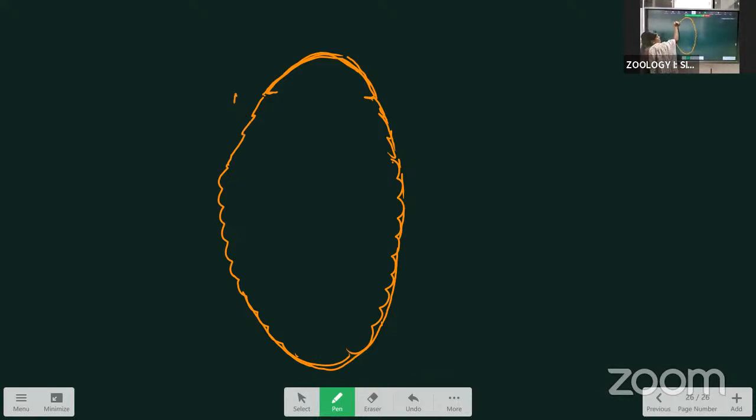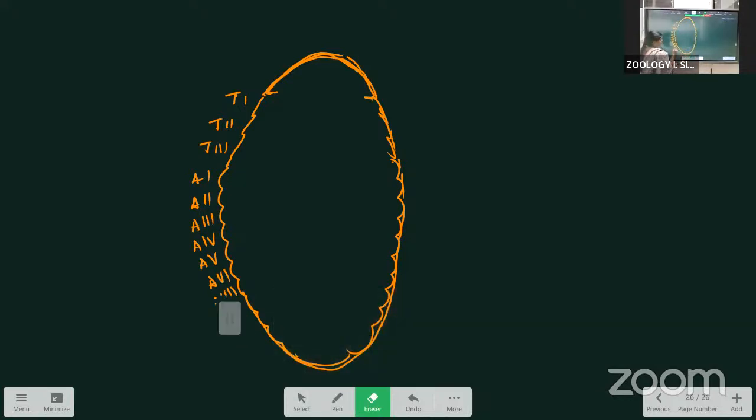Next, mark it. This one is thoracic segment 1. This one is thoracic segment 2. This one is thoracic segment 3. Abdominal segment 1, abdominal segment 2, abdominal segment 3, 4, and 5, 6, 7, and 8. Here, the 8 is more important.